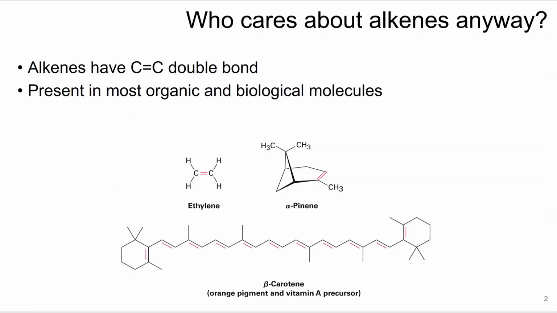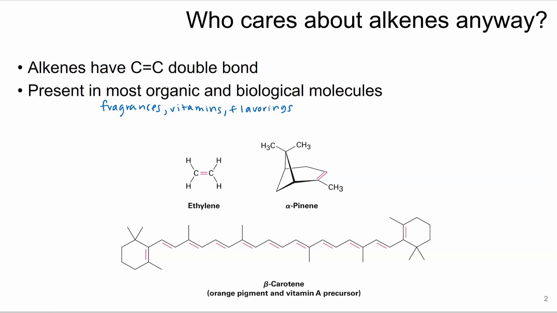So why should we care about alkenes? We already know that alkenes have carbon-carbon double bonds. They're present in most organic and biological molecules. They are hydrocarbons that contain a carbon-carbon double bond, like I mentioned. This includes many naturally occurring materials, so that we can see them in fragrances, vitamins, and other flavors.